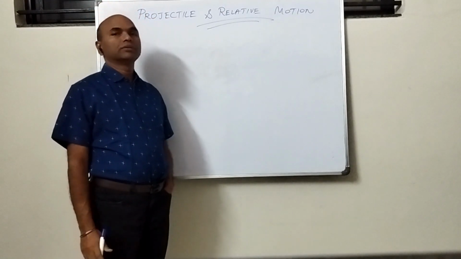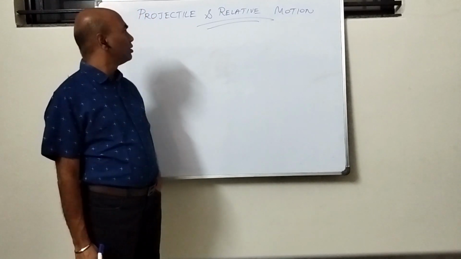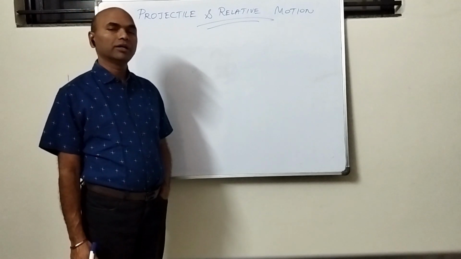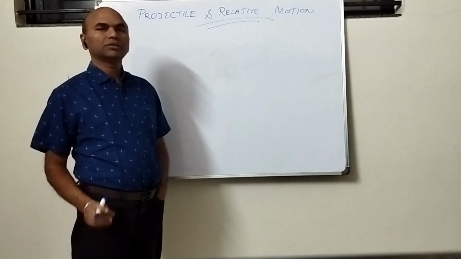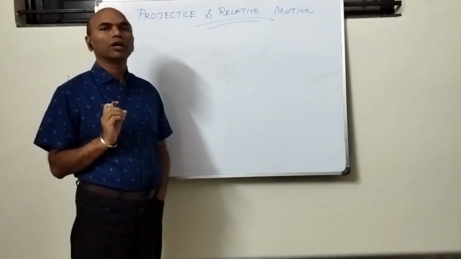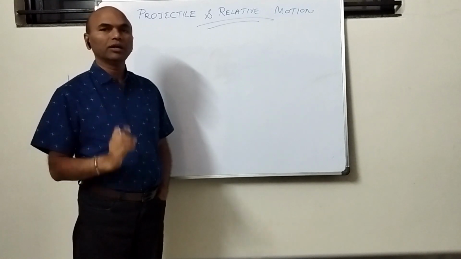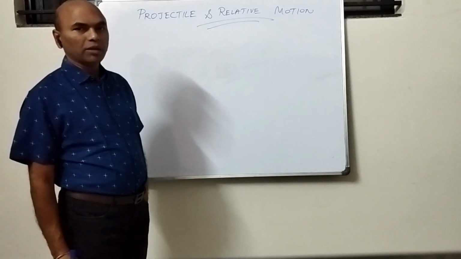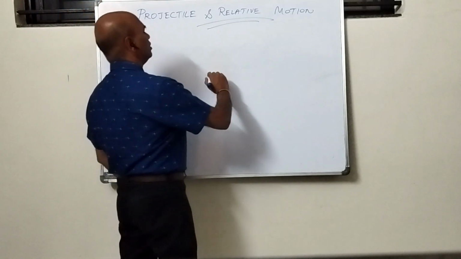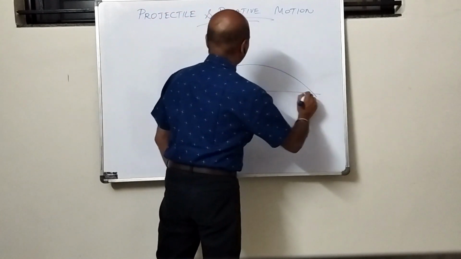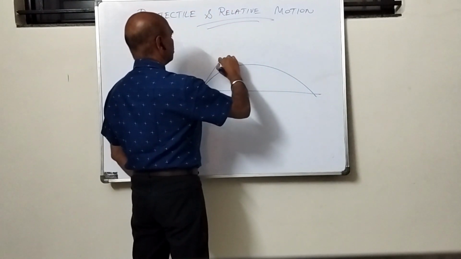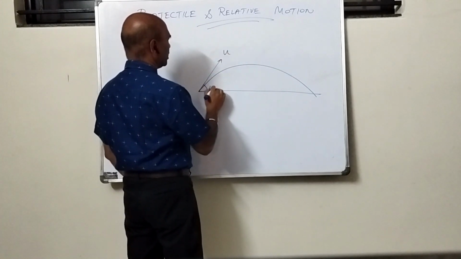We shall discuss an application of projectile under relative motion. But before we do that, just a small formula I would like to discuss, which we would use there, which is connected to projectile motion. So for example, we are having a projectile which is projected with some initial velocity u at an angle theta.